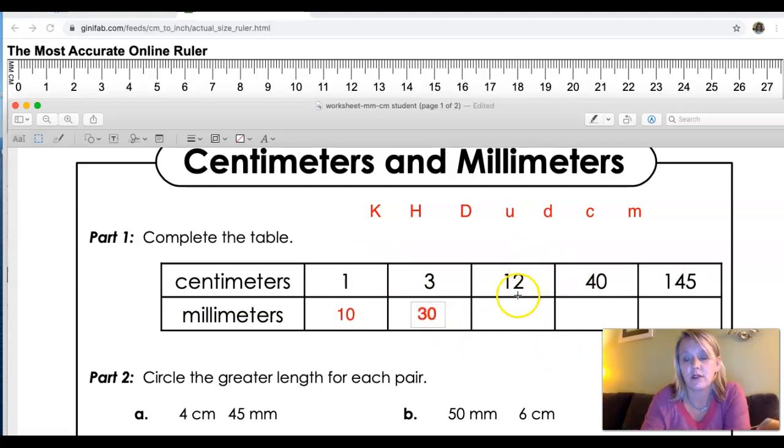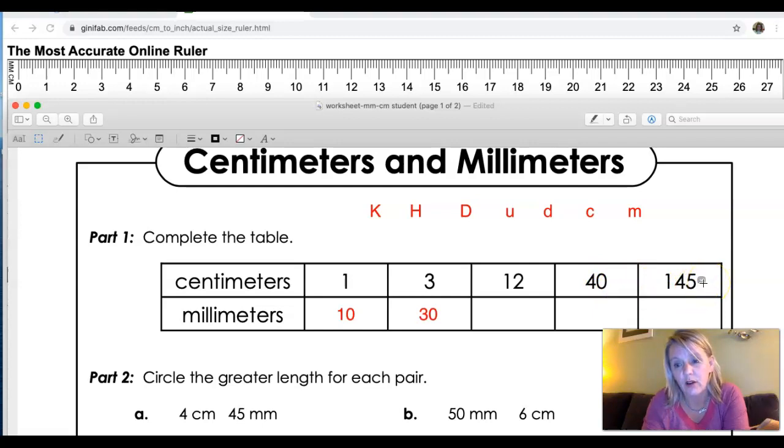And so on. So if you did this next one here, we've got 12 centimeters. We are going to move the decimal 1 to the right. So picture a decimal right here. If we move it 1 to the right and add a 0 there, it would be 120. For 40, move the decimal 1. For 145, move the decimal 1.